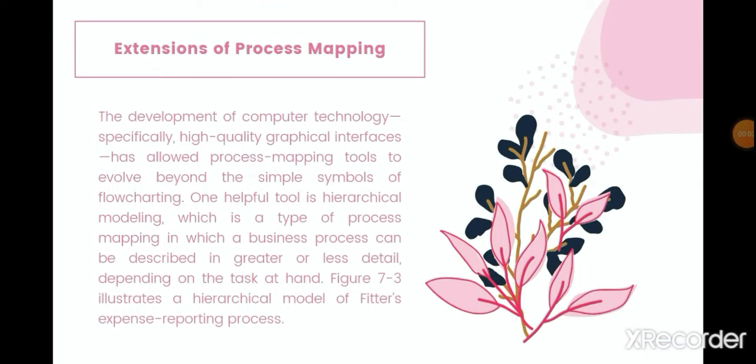Extension of process mapping. The development of computer technology, specifically high-quality graphical interfaces, has allowed process mapping tools to evolve beyond the simple symbols of flowcharting. One helpful tool is hierarchical modeling, which is a type of process mapping in which a business process can be described in greater or less detail depending on the task at hand. Figure 7.3 illustrates a hierarchical model of Peter's expense reporting process.